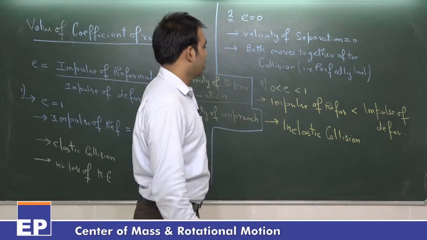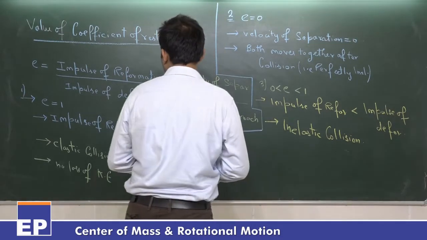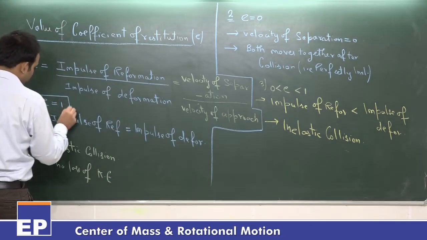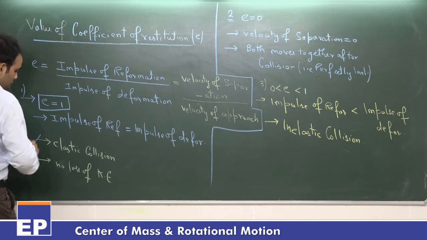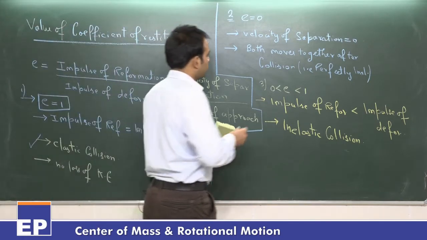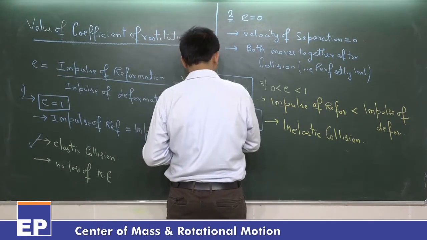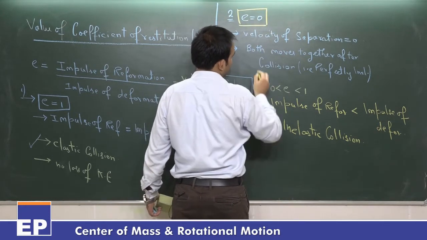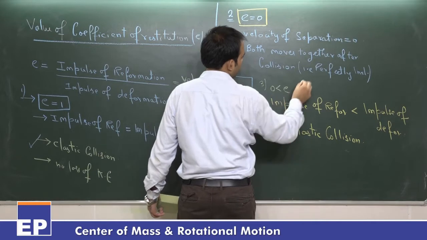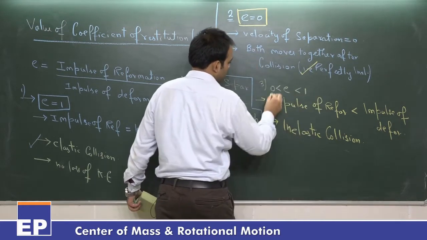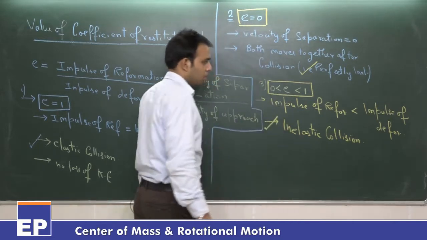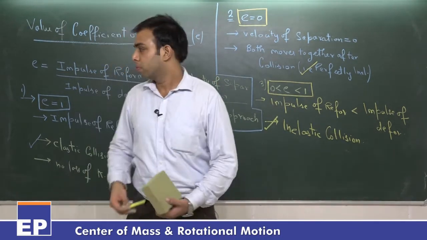So we can say these things for the E value for different types of collision. When E is equal to 1, it is an elastic collision. When E is equal to 0, it is a perfectly inelastic collision. When E is greater than 0 and less than 1, it is an inelastic collision. This is the thing, right?